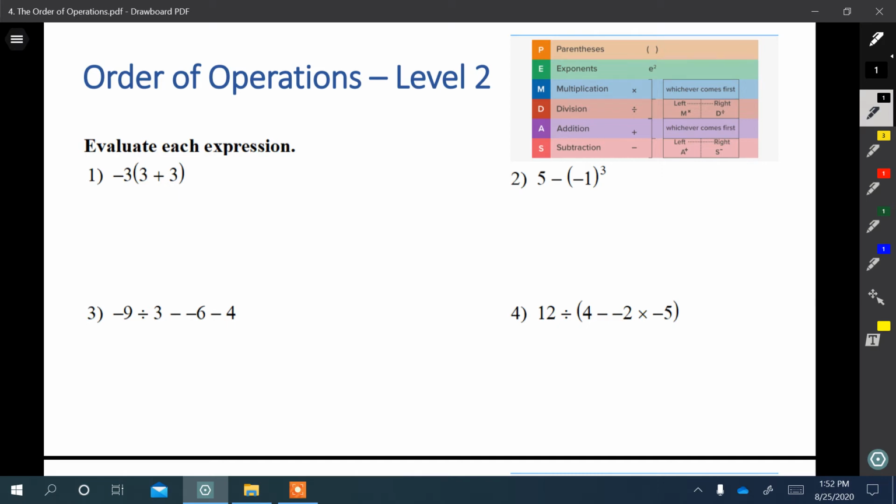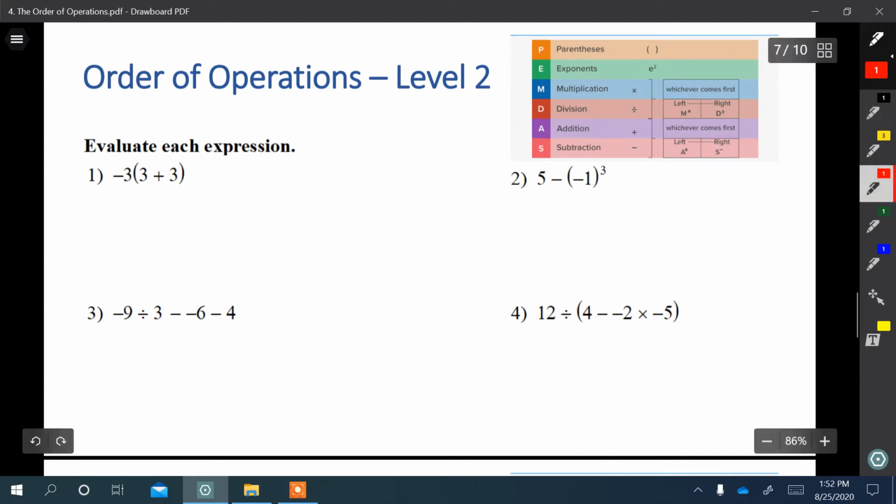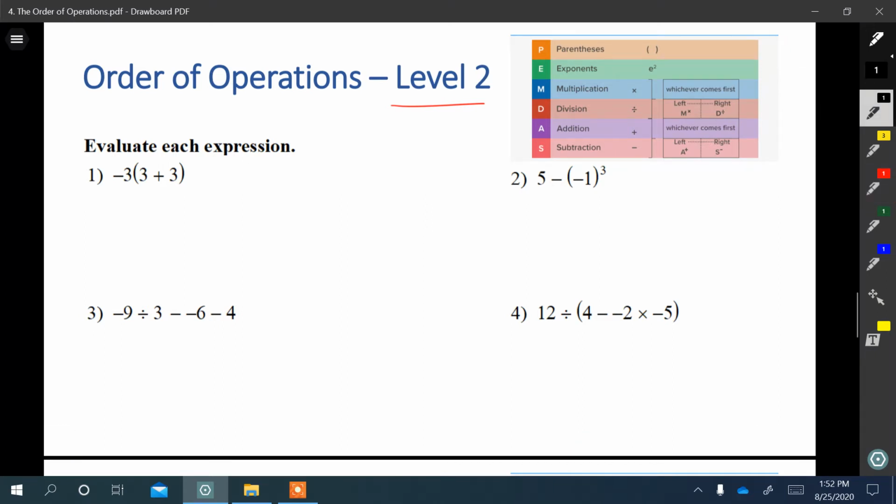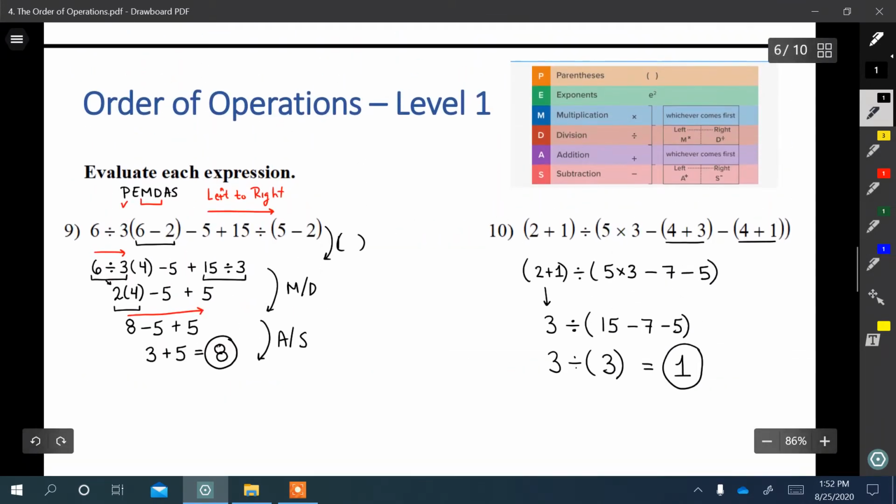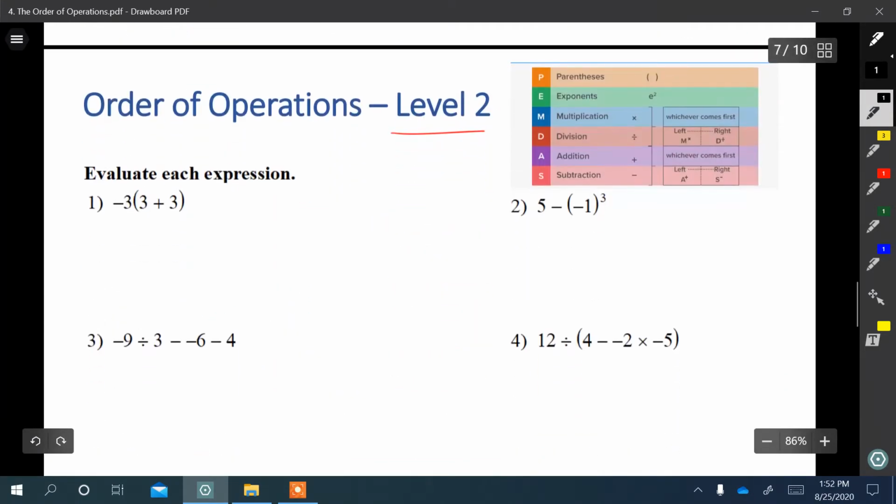Alright guys, so this is the second video that we're going to be working on order of operations, and I call it level 2. The reason why it's level 2 is because I'm asking you to do order of operations with negative and positive integers. Before, on the previous lesson, everything was positive integers. Now we're going to incorporate those negative integers as well, and it might make it a little bit more difficult, but I believe everybody can do well on it as well.